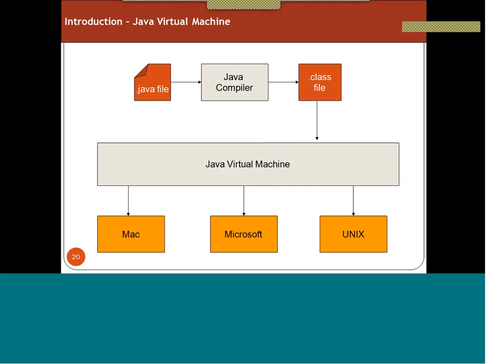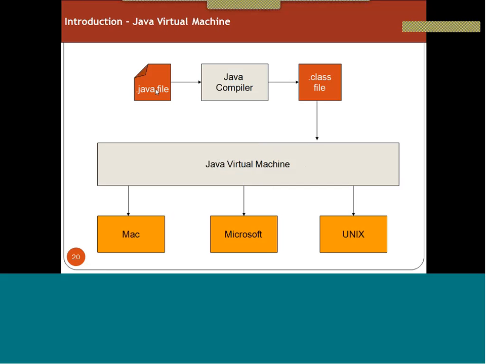So here, just see the outline. The first one is a .java file. This is the one we'll be writing ideally. The .java file we write will be passed to the Java compiler.